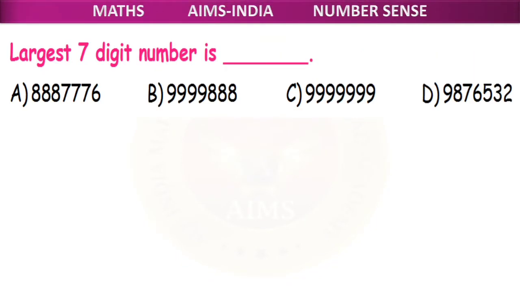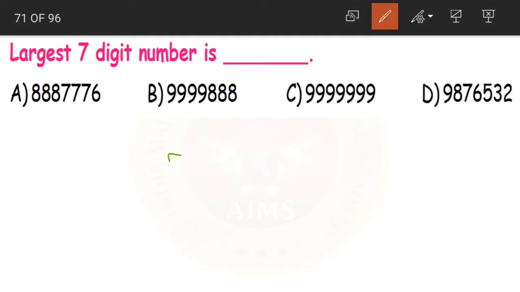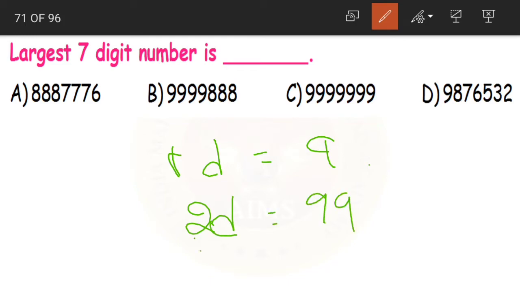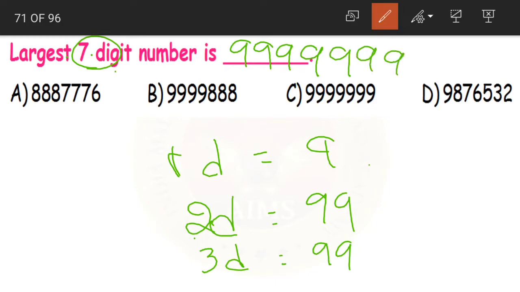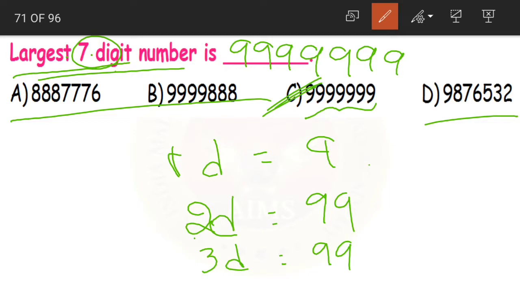Next question. The largest 7-digit number is dash. Now what do we know about the largest numbers children? If we are talking about the largest 1-digit number, it has 9. Now if you are talking about the largest 2-digit number, it will have 2 nines. The largest 3-digit number will have 3 nines. In the same way, the largest 7-digit number will have what? 7 nines. 1, 2, 3, 4, 5, 6, 7 nines. Now if you look at the options, only option C is having 7 nines. So option C becomes our largest 7-digit number.